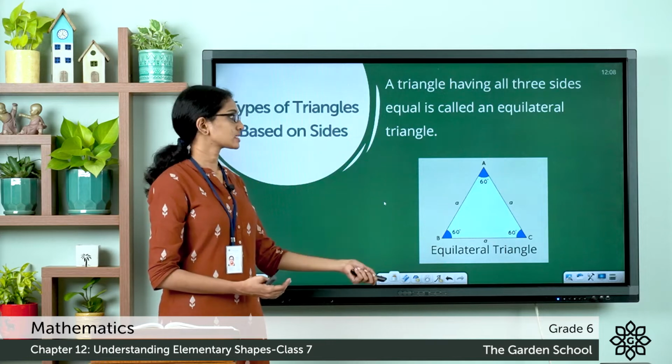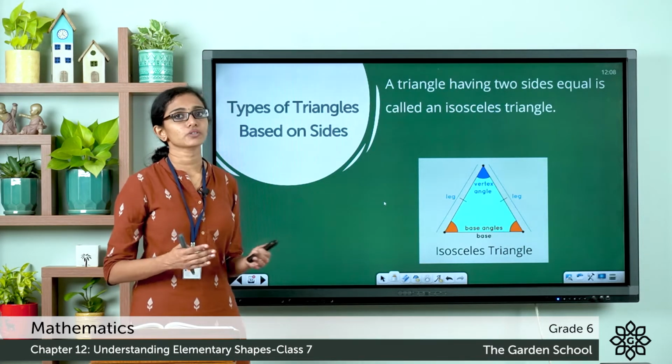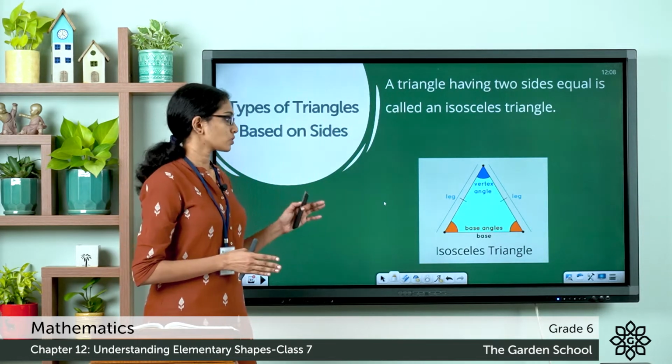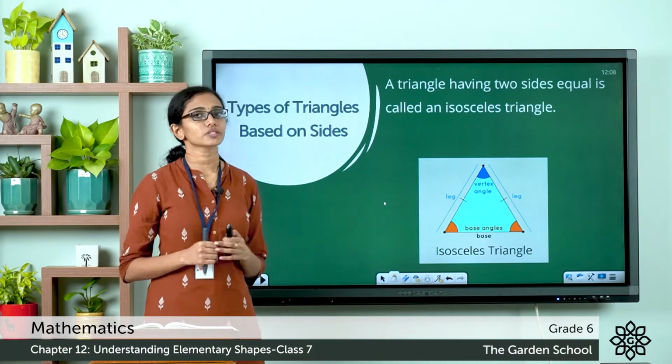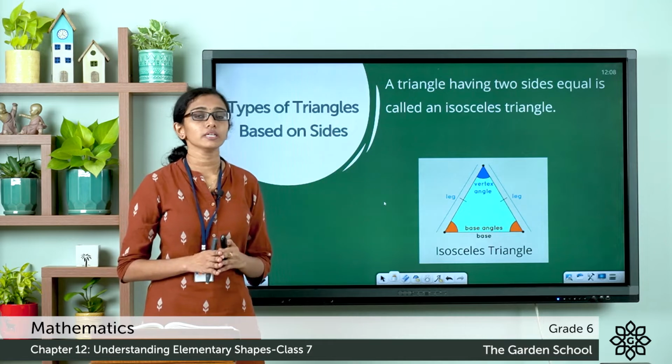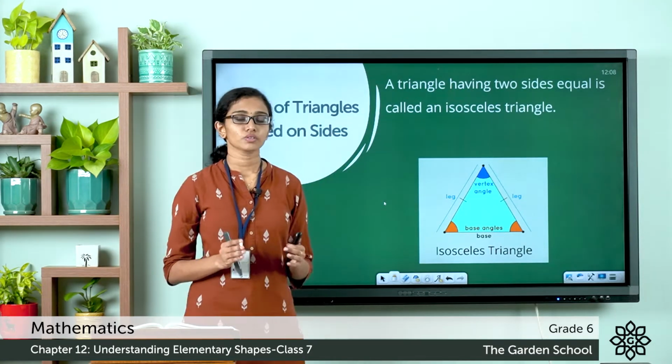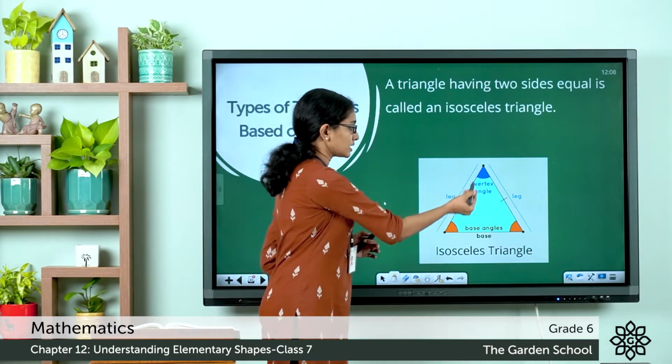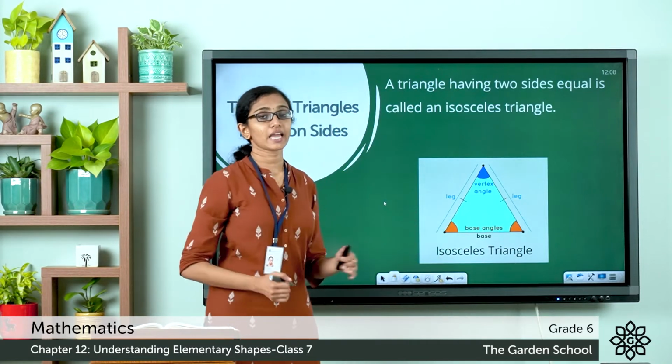Now, let's see the next type of triangle based on the sides. So, what you see here is called an isosceles triangle. It means the length of 2 of its sides will be the same or equal. So, here in this picture you can see these 2 sides are of the same length.